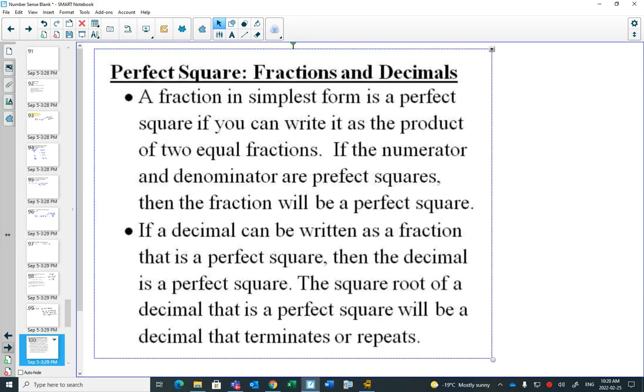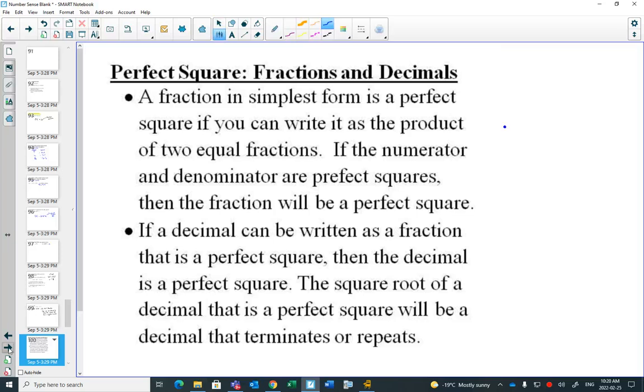Okay. Next, we're going to do the same thing, but think about decimals. A fraction is a perfect square if you can write it as the product of two equal fractions. So for example, if I took 2/3 and multiplied it by 2/3, I would get 4/9, and 4/9 would be a perfect square fraction. Notice the top number is a perfect square and the bottom number is a perfect square. That's kind of the hint to realize that a fraction is a perfect square.